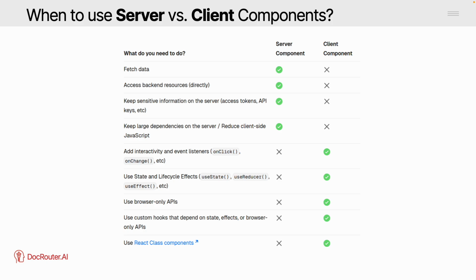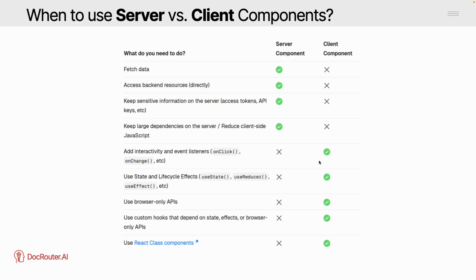When to use server versus client components. This slide basically says, if you want to access your backend database or access data, you have to do it from the server, right? Because the server has the authentication tokens. You're not going to put those in the browser. Sensitive information, large dependencies, that's server side.